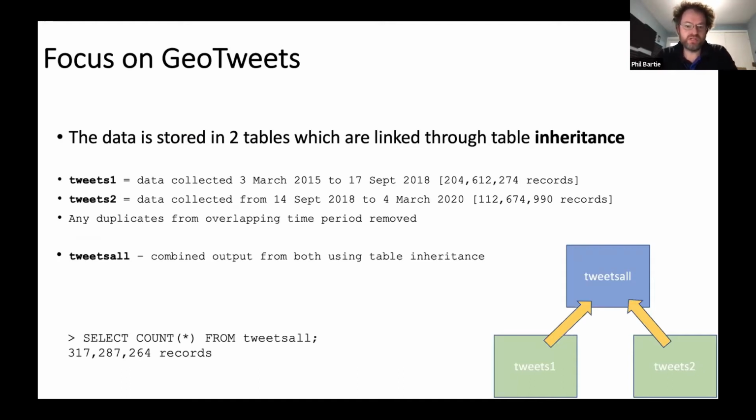Postgres supports something called inheritance, based on the idea of object programming. And so we actually do all our queries calling tweets_all, and it inherits the data from the tweets1 and tweets2 subtables.